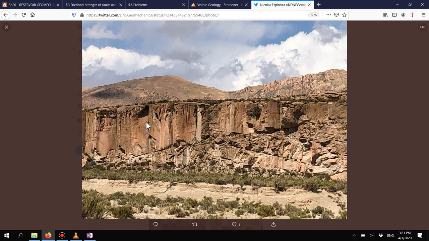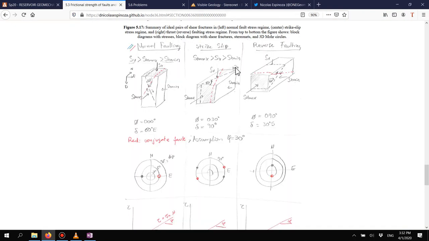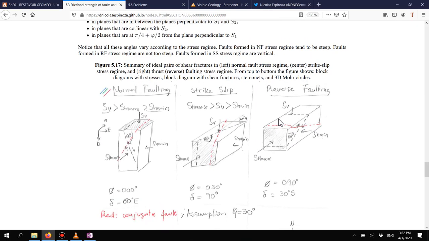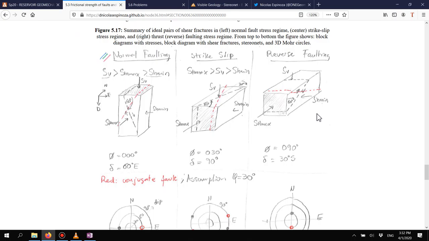And these other lines, those are open mouth fractures or joints, not related to shearing. Okay, so this example that you see right here will be equivalent to looking at this example from the direction of SH min. That would be the ideal stress that causes such fractures.